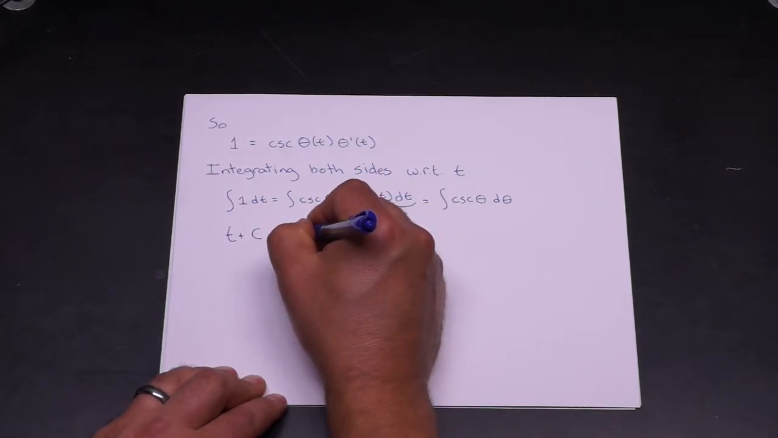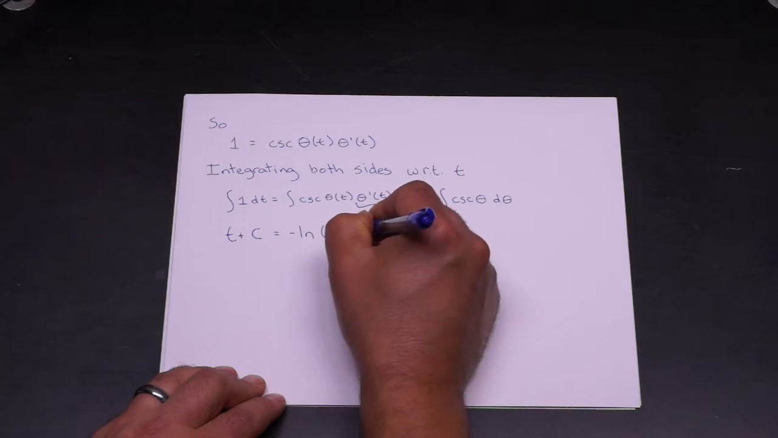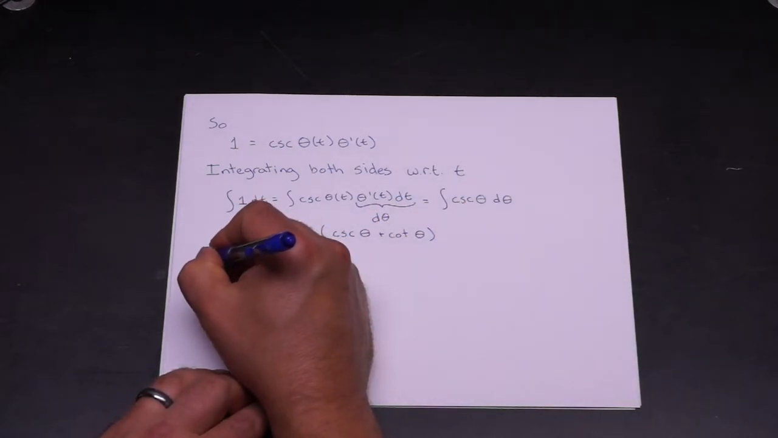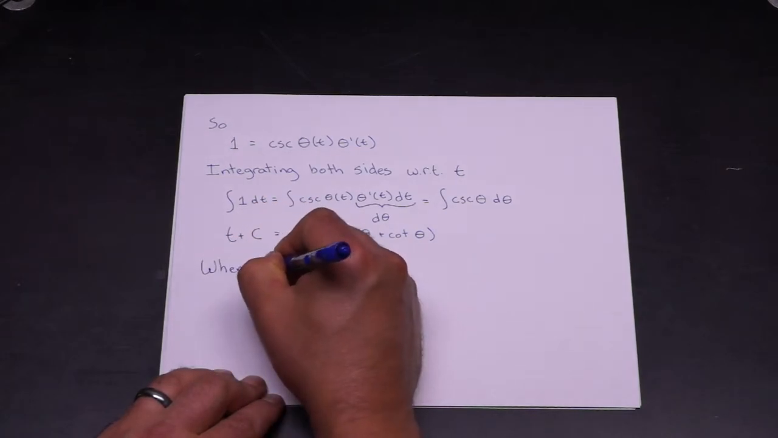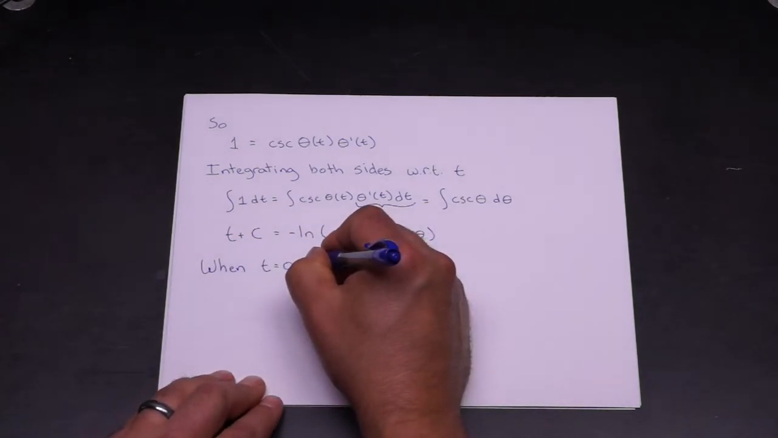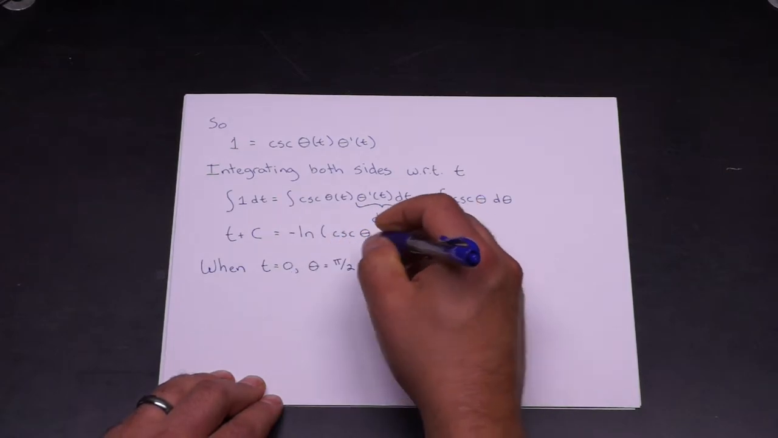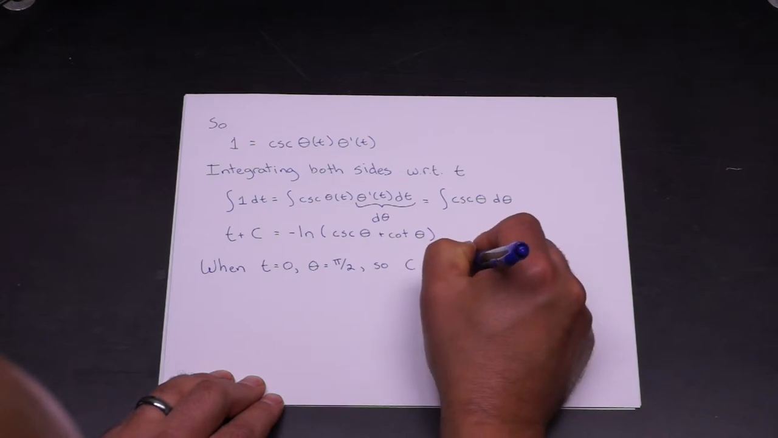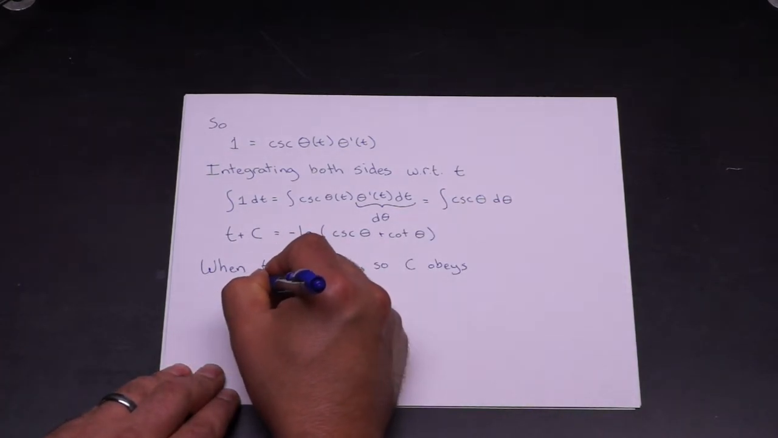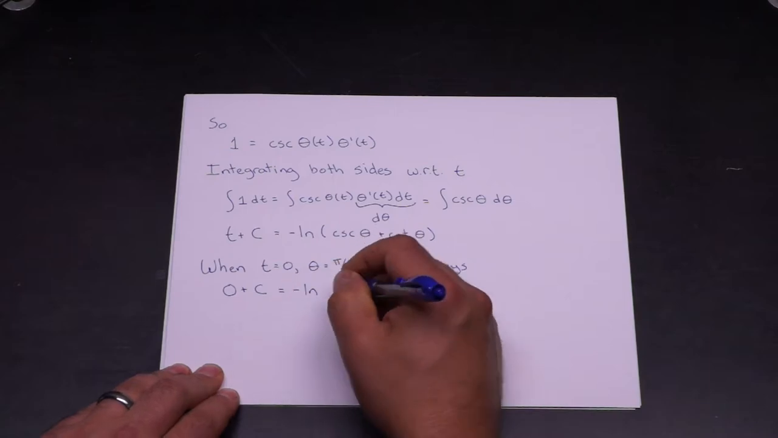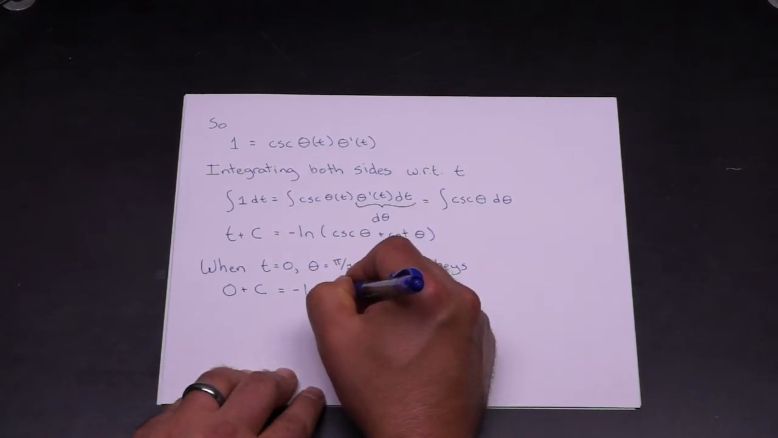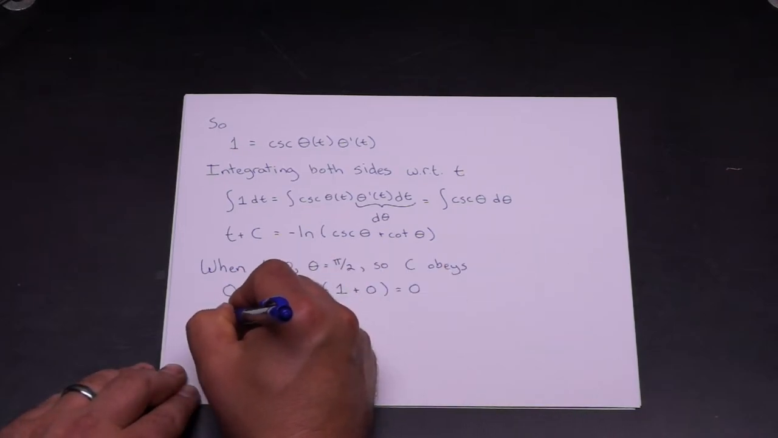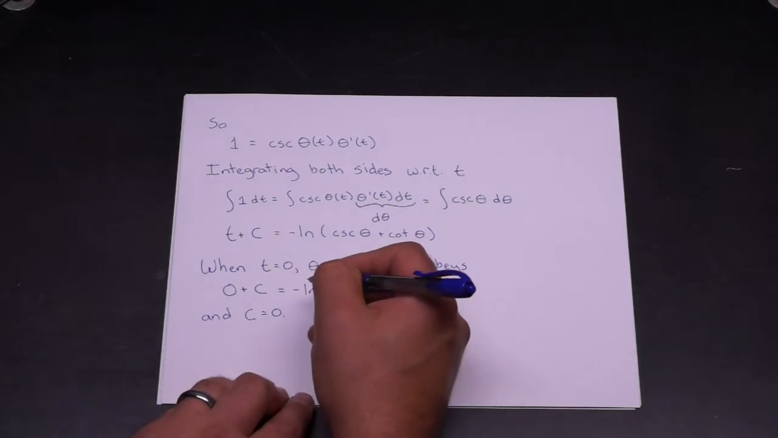The left-hand integral is easy. The right-hand integral is something we learned in calculus class, but you can always look these things up. It turns out to be minus log of cosecant theta plus cotangent theta. We still have to solve for the constant c. Now when t is 0, theta is pi over 2, so we can just plug those two values in to get an equation for c. The solution is that c equals 0.